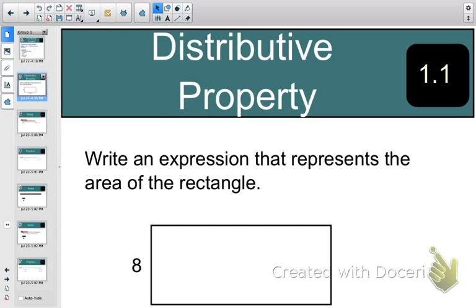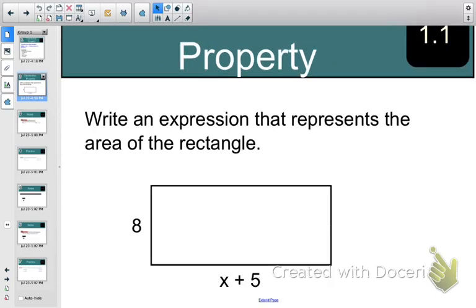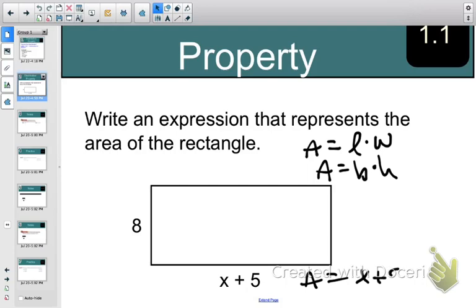Okay, so write an expression that represents the area of the triangle, or rectangle. This is definitely a rectangle. To find the area of a rectangle, it's just area equals length times width, or you can say base times height, whatever you want to do. It all is the same. So my length is going to be x plus 5. Area equals x plus 5 times my height, or my width, which is 8. I put x plus 5 in parentheses because I'm multiplying that all by 8.